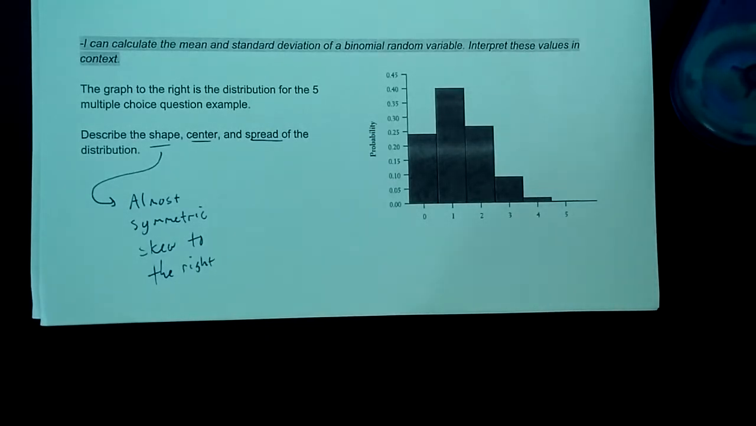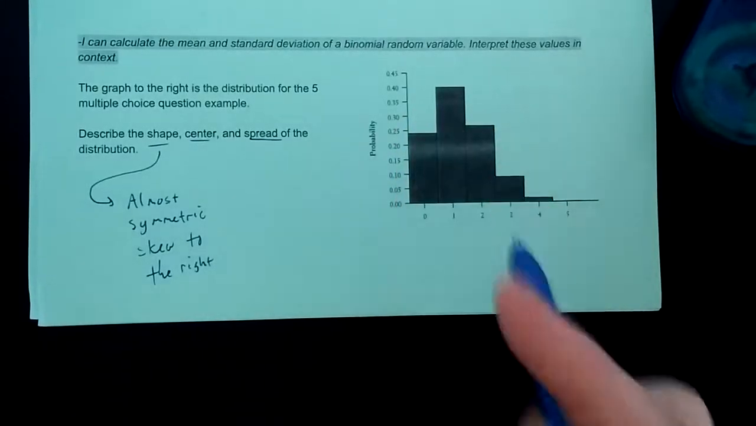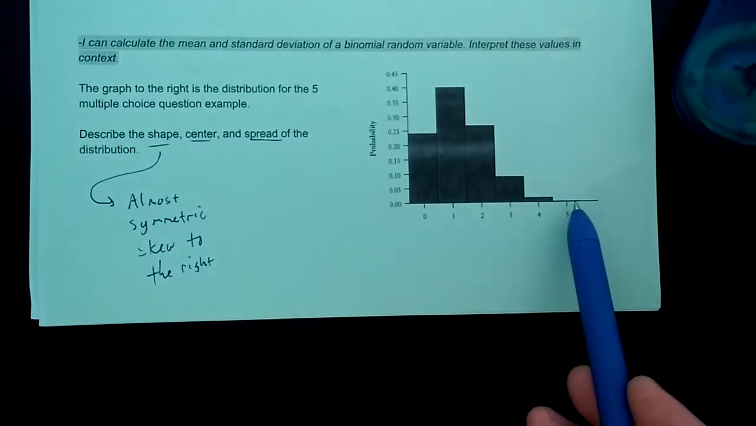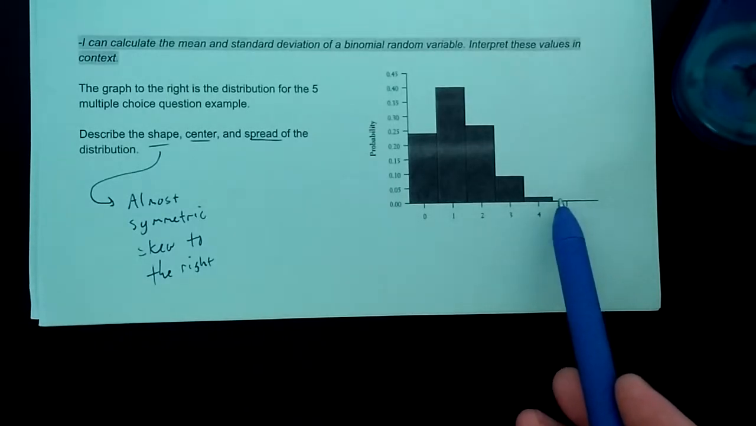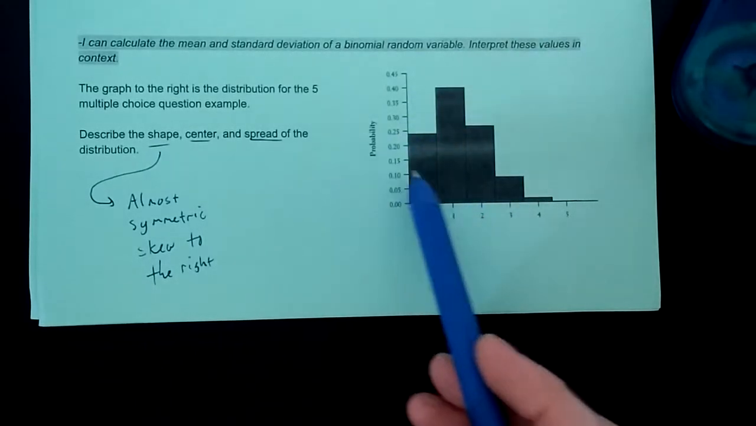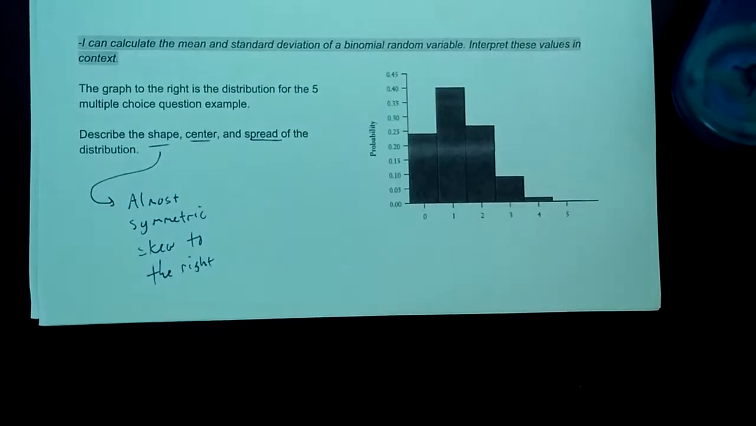Well, in this case, our probability of success is actually only 0.25 and our probability of failure is 0.75. And that's what skews some of the distribution, because it's so much more difficult to get 3, 4, and 5 questions correct when your probability of failure is 75%, which is why the majority of the probability is here, 0 and 1. So that's why it's almost symmetric, but it's skewed to the right a little bit.